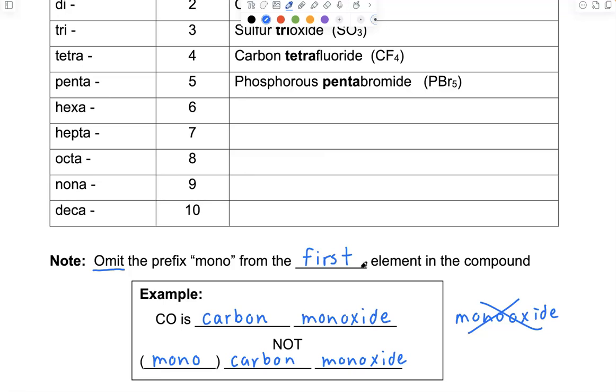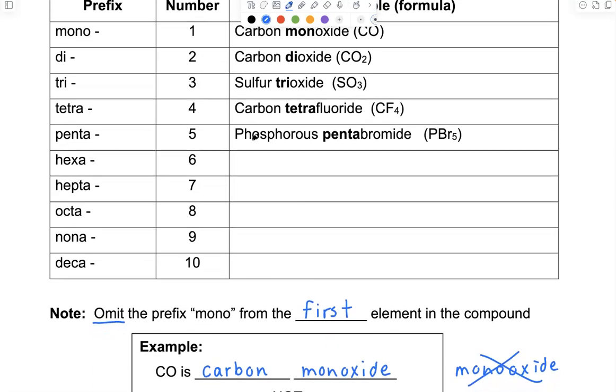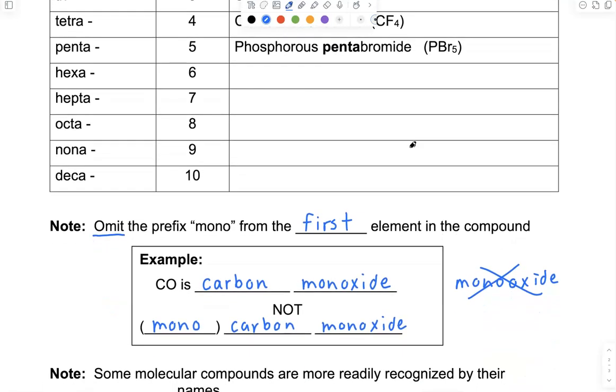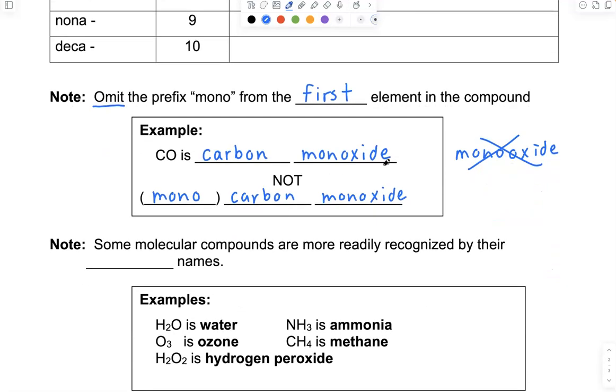If I just go up here really quickly, you see CF4. That's going to give us carbon tetrafluoride. Okay, we have something like PBr5. That's going to give us our phosphorus, not monophosphorus. We simply just write that element phosphorus penta for 5 bromide. Okay, so these are just some of our naming conventions for molecular compounds.